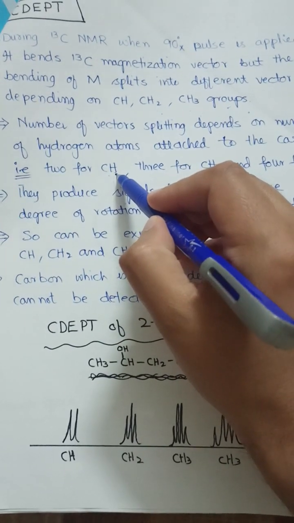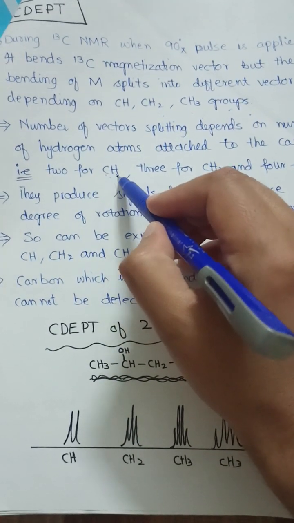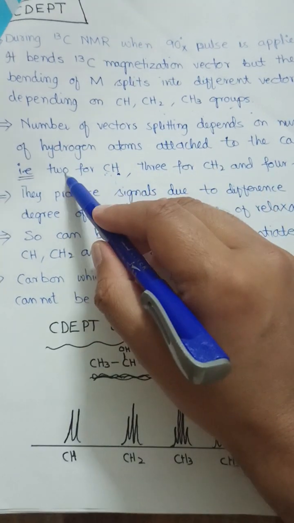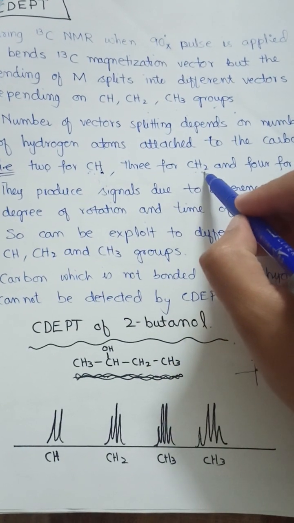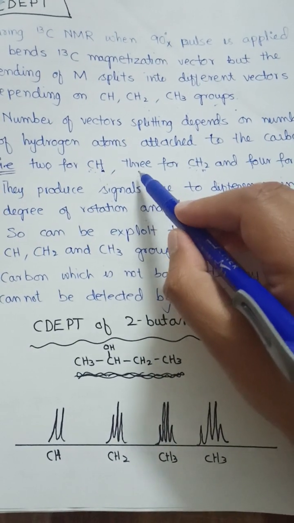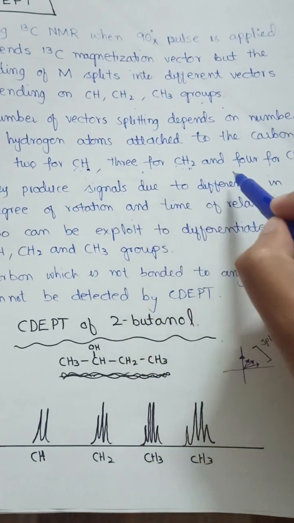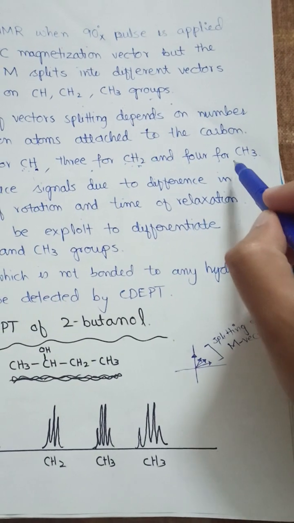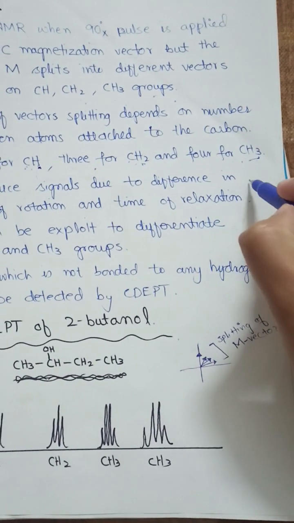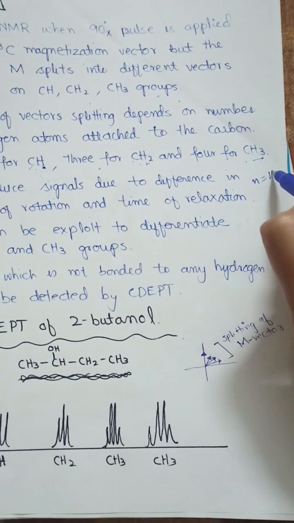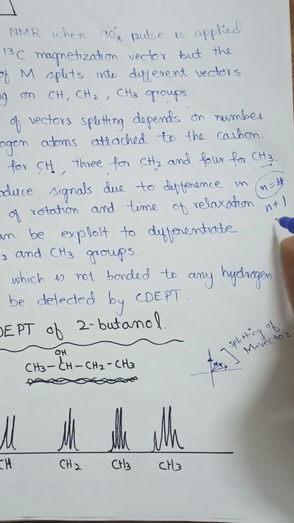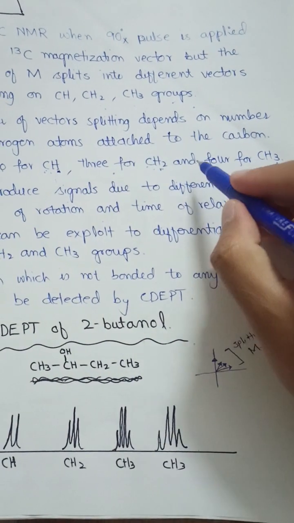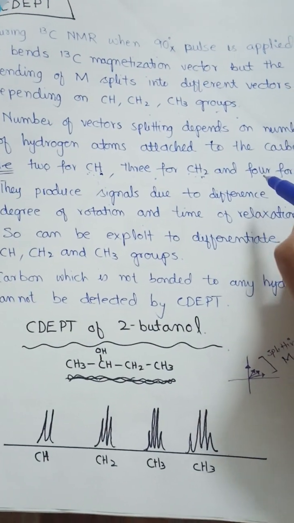If there is one proton, then n, that is 1, plus 1 is 2. Similarly, if we have 2 protons, then 2 plus 1 is 3. So it will be split into 3, and with 3 protons, n plus 1 will give us 4. So it will split into 4 signals.